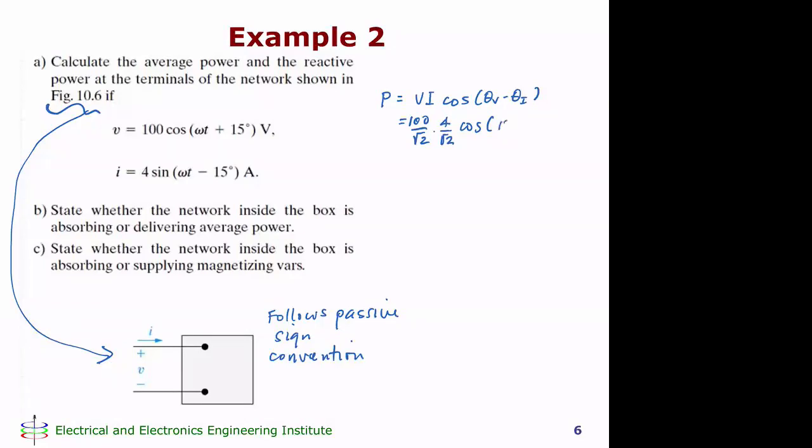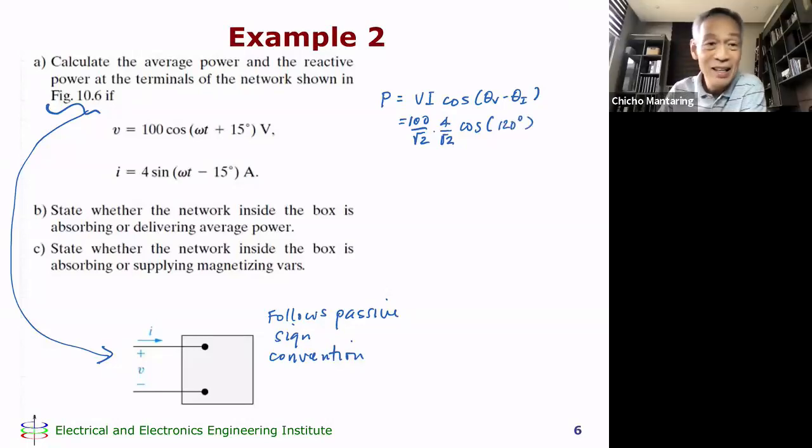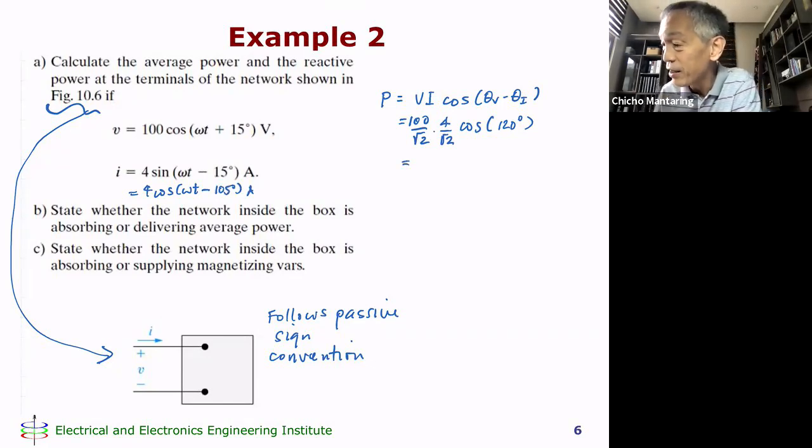Kinonvert muna po yung sine into cosine. Yeah. You have to convert the sine into cosine, and so you have to subtract 90 degrees from the angle. So this becomes actually 4 cosine of omega t minus 105 degrees amperes. Okay? Madaming nadadali dyan, ano? So anyway, if I compute for P, I have the answer here, no?